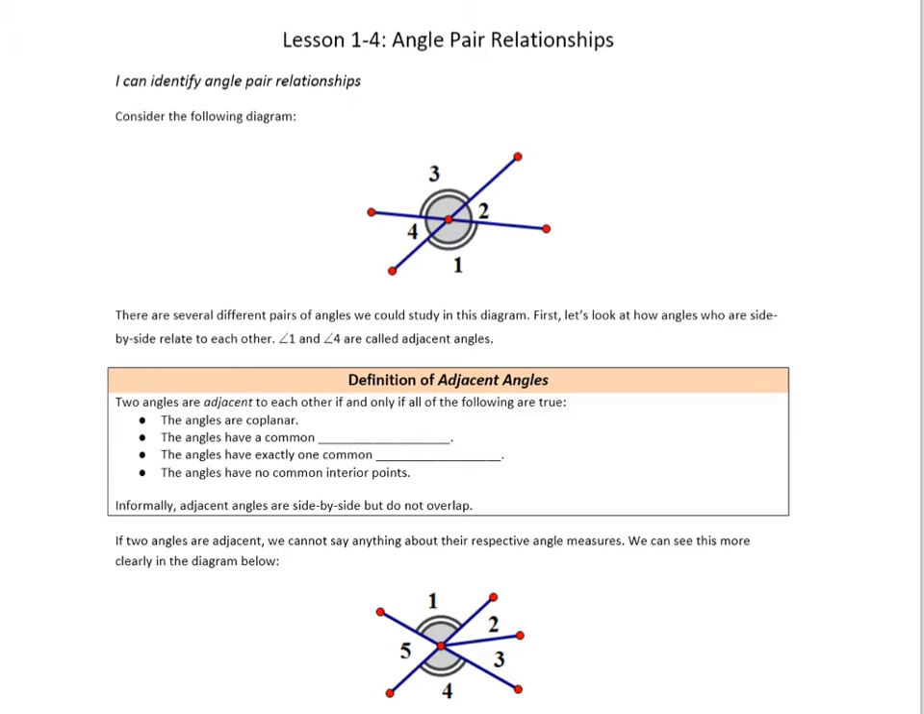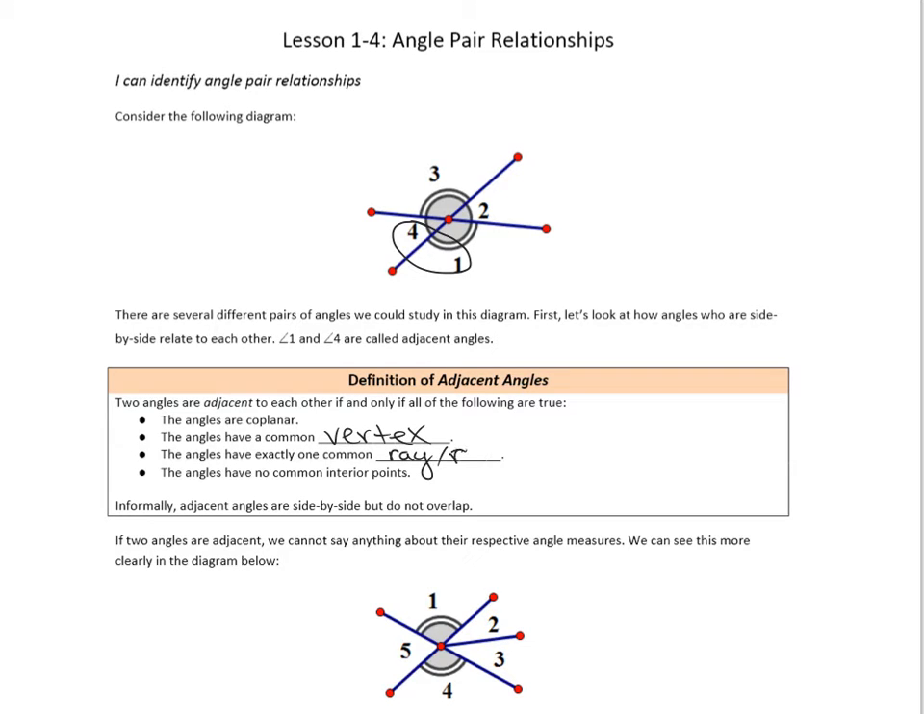Our first one is adjacent angles, and the word adjacent simply means next to. So, for example, if I say park adjacent to the bike rack, you would park next to the bike rack. So if I tell you that angle 1 and angle 4 are adjacent angles, that means that they are angles that are next to each other. Now, they always have a common vertex and have exactly one common side ray.